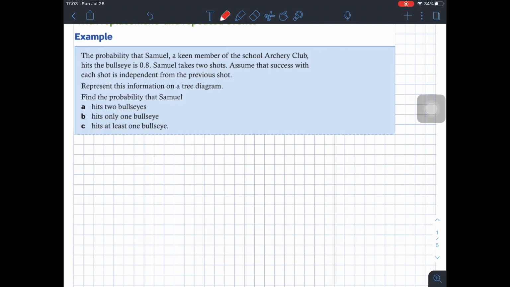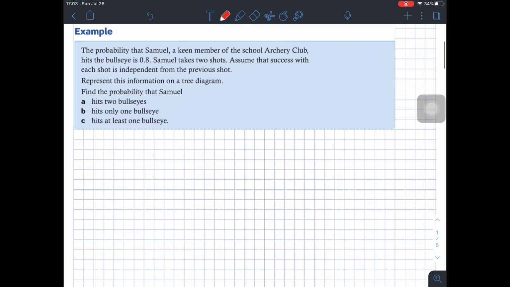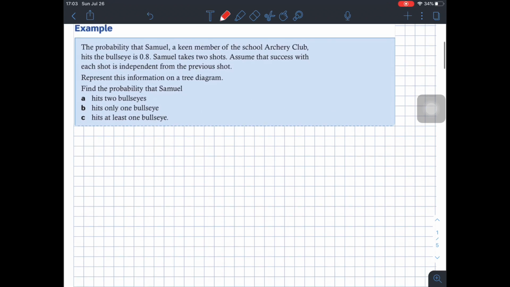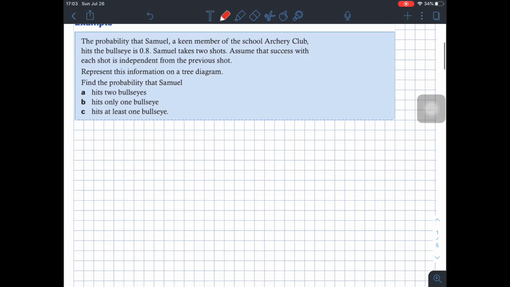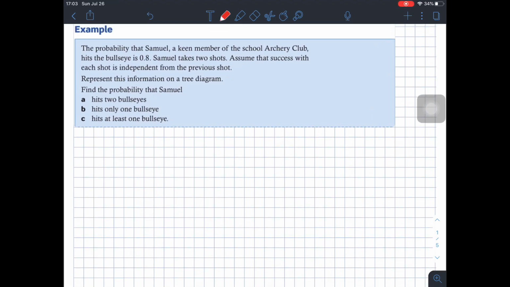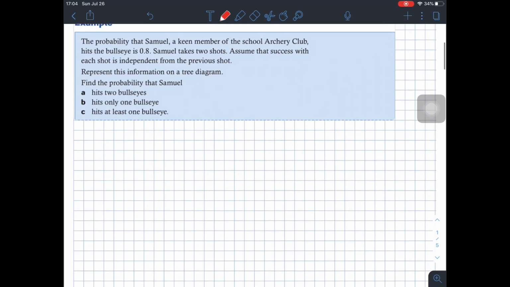Okay, so it says represent this information on a tree diagram. Find the probability that Samuel hits 2 bullseyes, 1 bullseye, and at least 1 bullseye. Okay, so first of all, we're going to draw the tree diagram. As you may have seen, in this particular case, we have 2 different possible outcomes, which is that Samuel either hits or misses the shot, right? And he has 2 shots.